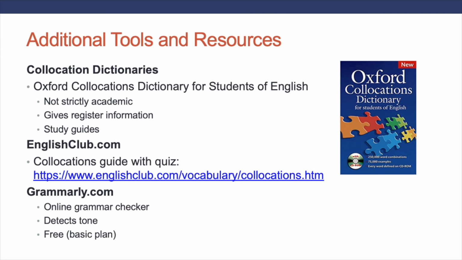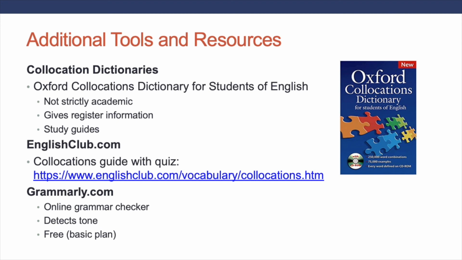An additional resource that can be very useful is a collocation dictionary. Collocation dictionaries are really great for learning which word combinations are the most common. The Oxford Collocations Dictionary for students of English is an example of one of these. These dictionaries, though, are not strictly academic. They do give register information, though, so they will indicate whether a particular phrase is more formal or more informal, and it also offers some study guides and exercises.